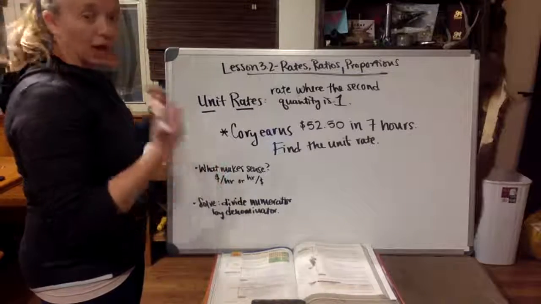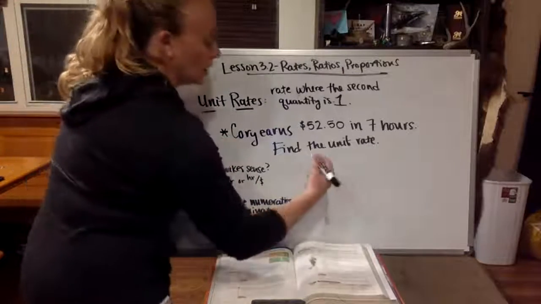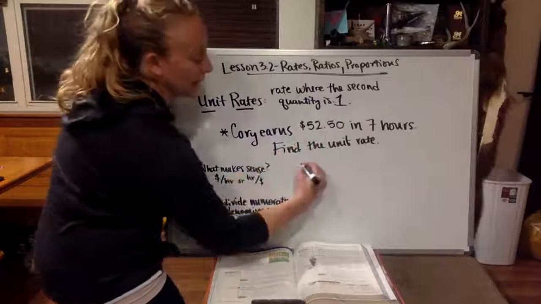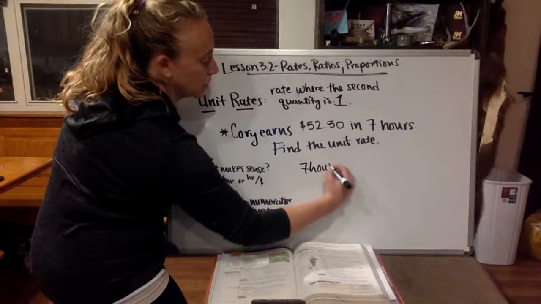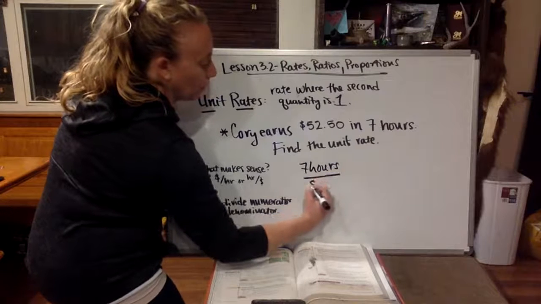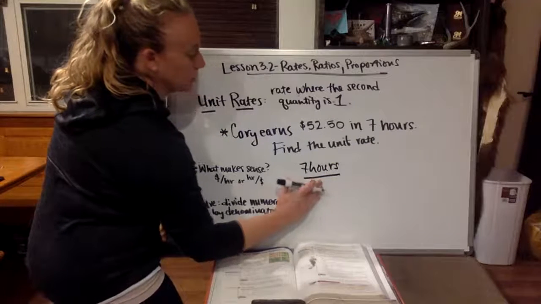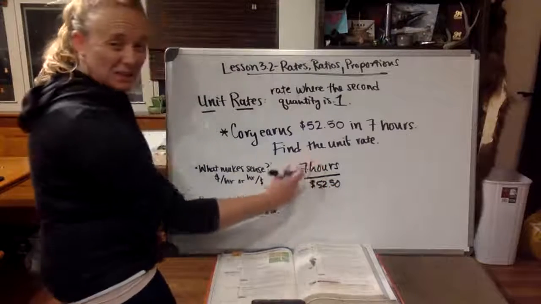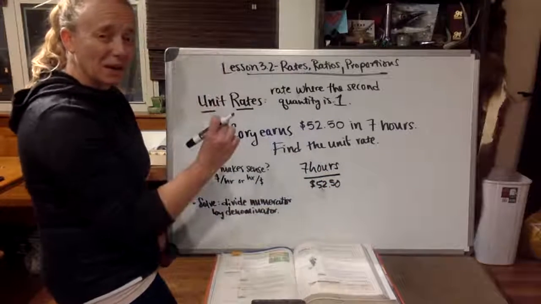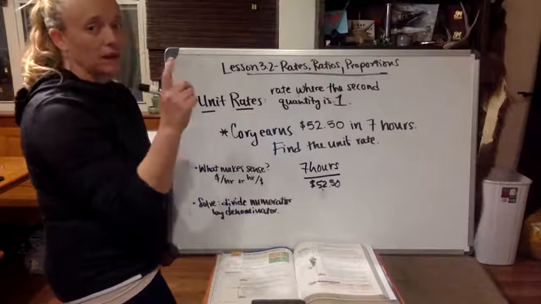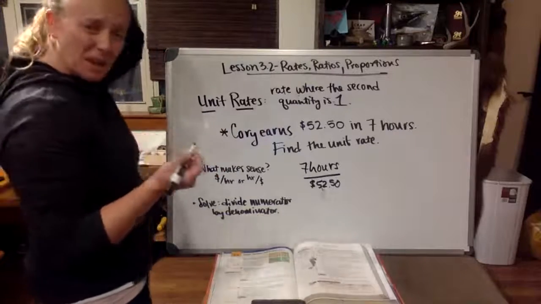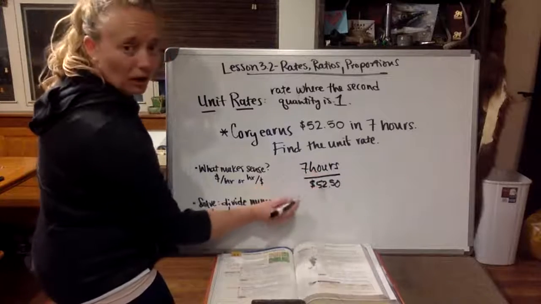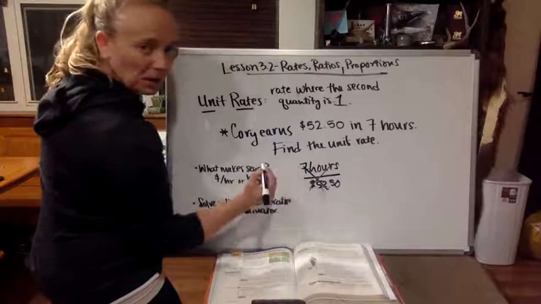So we need to then turn this into a rate. If we were to look at this in terms of hours per dollar, we would say 7 hours per $52.50. And again, if we solve this, we would get a tiny amount of time that gets us $1. That's not necessarily the best choice. So you can set it up like that and get hours per dollar, which is probably not a good idea.